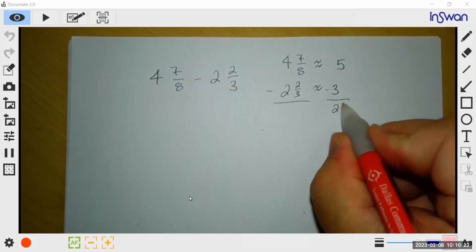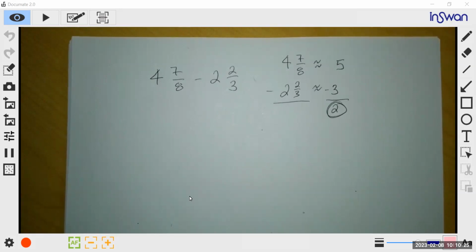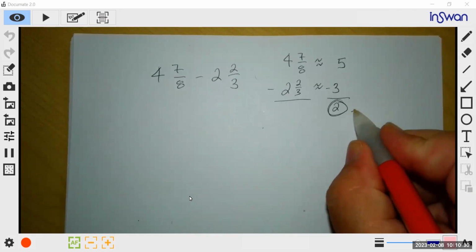5 minus 3 is 2. So there's our estimate. Our answer should be pretty close to that. That's our estimate.